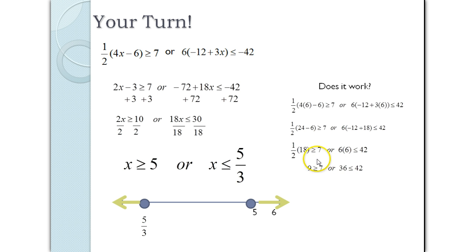So here are my two statements. Remember, for a union, we're dealing with an OR statement, so only one of those statements has to be true for the entire inequality to be true. So 9 greater than or equal to 7. That's a true statement, and 36 less than or equal to 42 is a true statement as well. So it just so happened for that problem, both statements were true, which is fine. As long as one of them is true, the entire inequality is true.